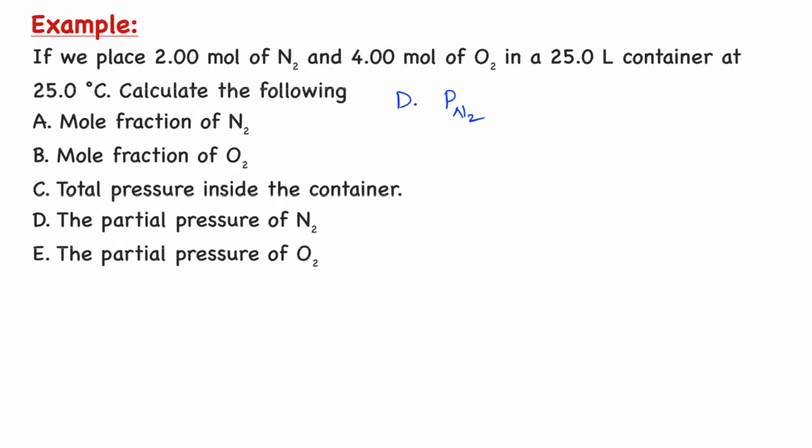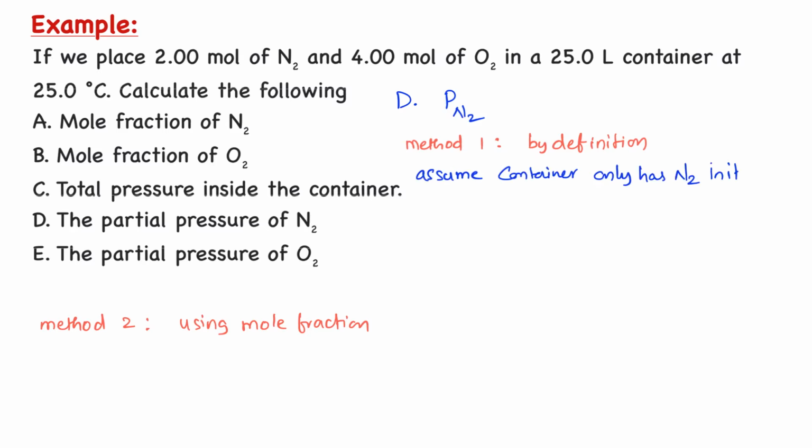There are 2 ways to determine the partial pressure of nitrogen. One, by using the definition of partial pressure, and 2, by using the mole fraction. By definition, partial pressure is the pressure exerted by a gas in a mixture if it were by itself in the container. Now, let us assume the container only has nitrogen in it. Then, the partial pressure of nitrogen is equal to the number of moles of nitrogen times RT divided by V.